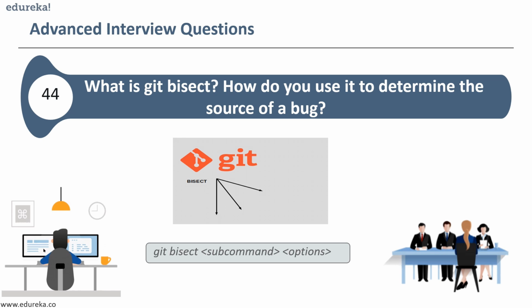You can use it by first telling it a bad commit that is known to contain a bug and a good commit that is known to be before the bug was introduced. Then git bisect picks the commit between these two endpoints and asks you whether the selected commit is good or bad. It continues narrowing down the range until it finds the exact commit that introduced the change.